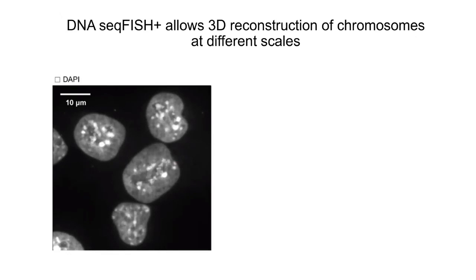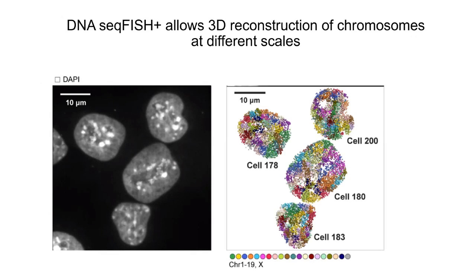So going back to the title slide, we have this image of the DAPI. Now we can see exactly what the chromosomes look like inside each nucleus. This is a one-to-one correspondence of the DAPI and the chromosome images. And we see what the chromosomes look like.